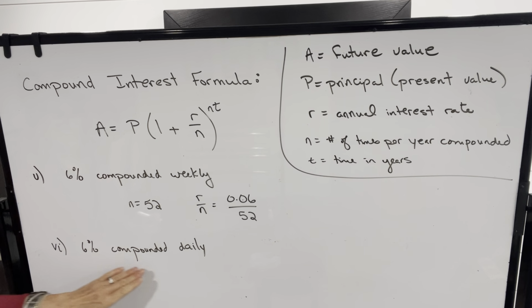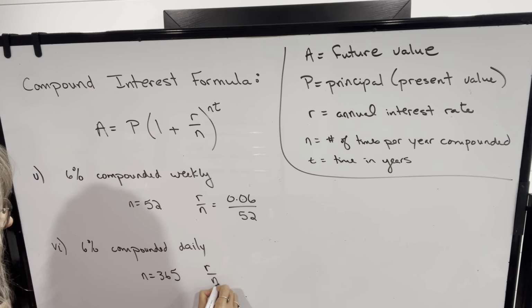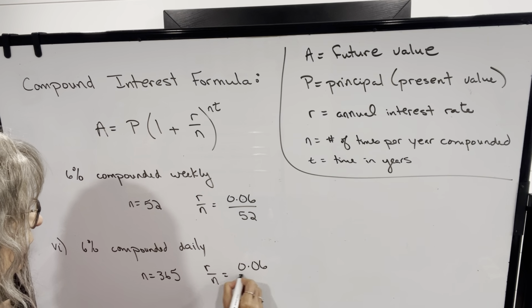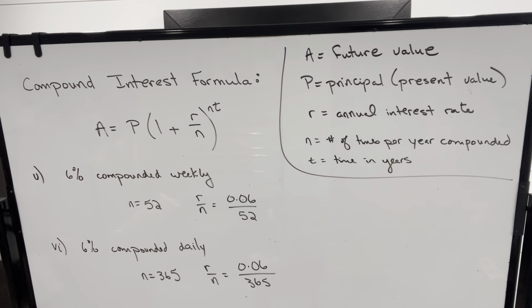If we had 6% compounded daily, then we would use 365 for n, and R over n would be 0.06 over 365. Again, we'd leave it in that form because it doesn't work out to an even decimal. Now let's do some examples.